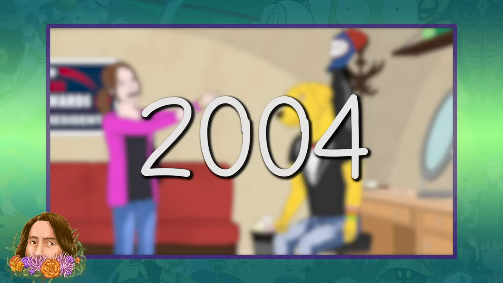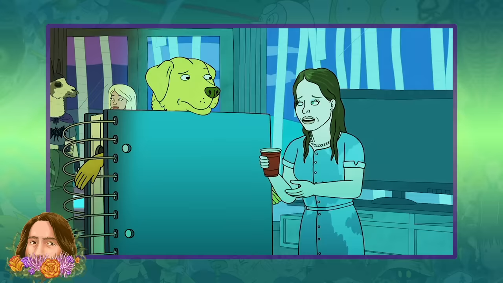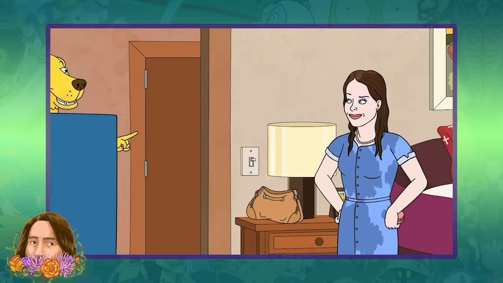Sometime around or before 2004, Mr. Peanutbutter meets his second wife, actress Jessica Biel. In 2004, the two of them go to BoJack's now annual Halloween party together. Jessica wants to dress up as the characters from The Notebook, but PB dresses up as a notebook.